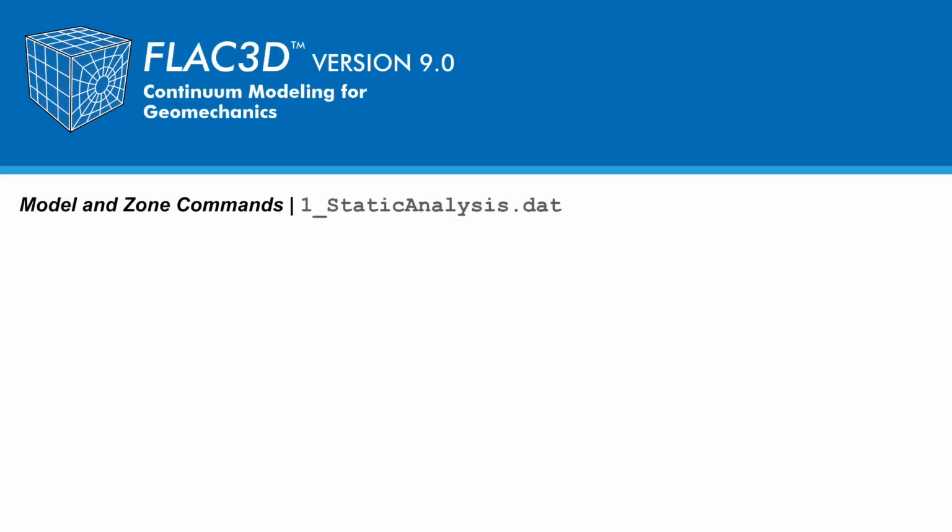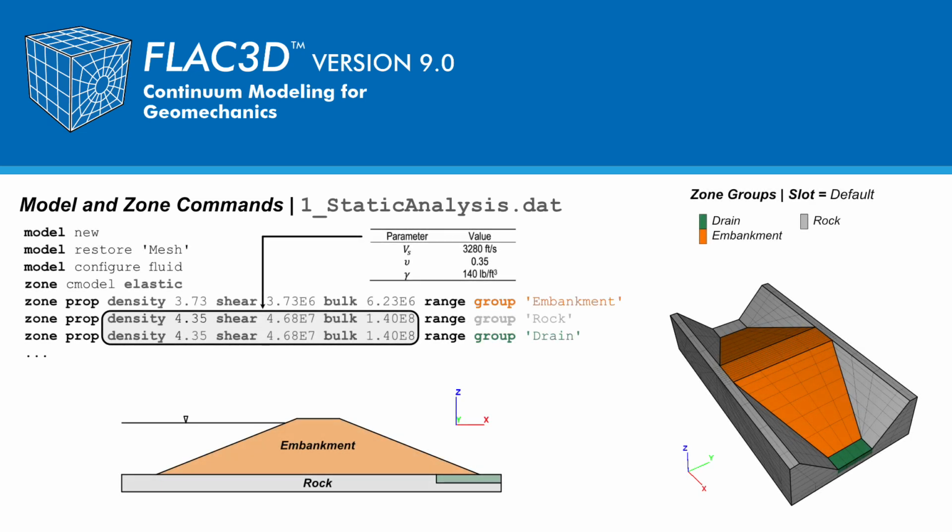Let us now revisit the data file 1_static analysis, for which the total stresses are computed for the dry embankment. The first command provided, model new, will ensure that the analysis is beginning with a new model. With the new model, the numerical mesh created in the last tutorial with building blocks is restored with the command model restore mesh.save. This analysis is configured for mechanical and fluid flow calculations, with the latter option specified using the model config fluid command.